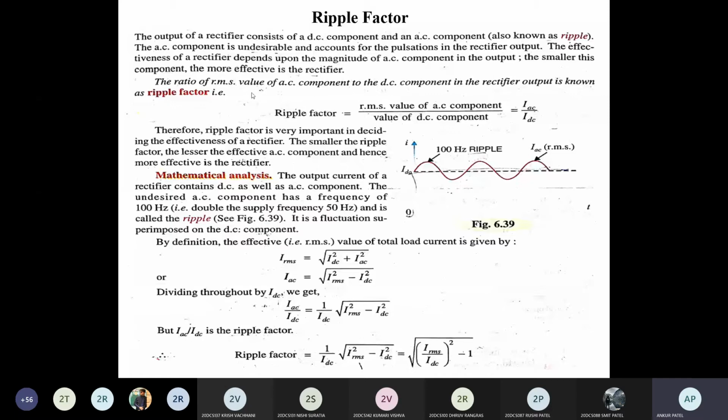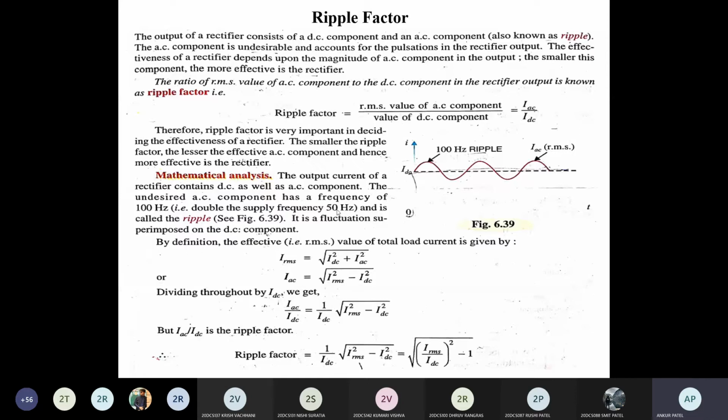The ratio of RMS value of AC component to the DC component in the rectifier output is known as the ripple factor. So ripple factor is RMS value of AC component divided by value of DC component. Therefore ripple factor is very important in deciding effectiveness of rectifier. The smaller the ripple factor, the lesser the AC component, hence more effective is the rectifier.